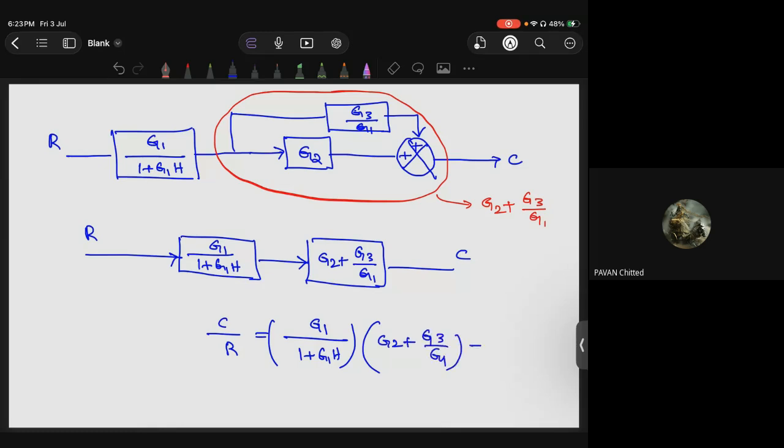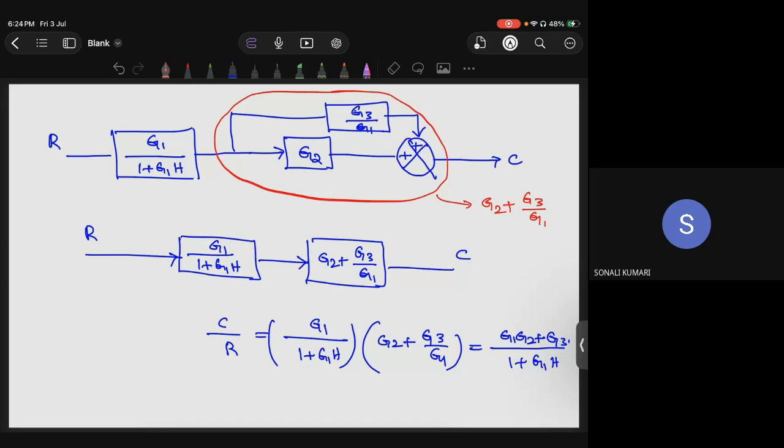So you will get something like this: your denominator is 1 plus G1H and the numerator you'll get is G1, so G1, G2 plus G3. G1, G2 plus G3, correct? That's the overall transfer function. Clear?